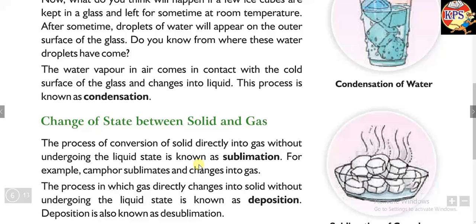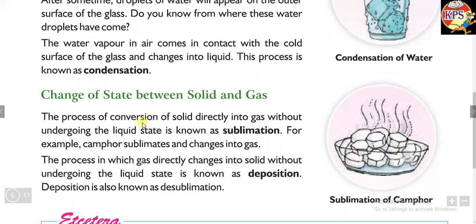Now change of the state between solid and gas. This is the second topic. The process of conversion of a solid directly into gas without undergoing the liquid state is known as sublimation. So what is sublimation? Suppose first we change ice into water, then water into gas, but in sublimation we directly change the solid into gas. For example, camphor sublimates and changes into gas. How are they directly changing into gas? Because we are heating them at a high temperature.